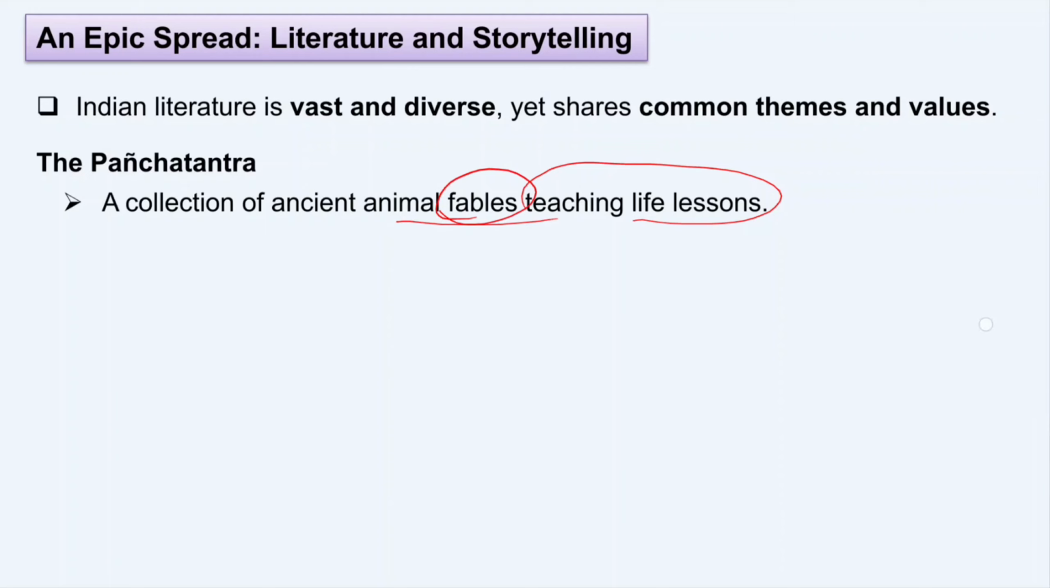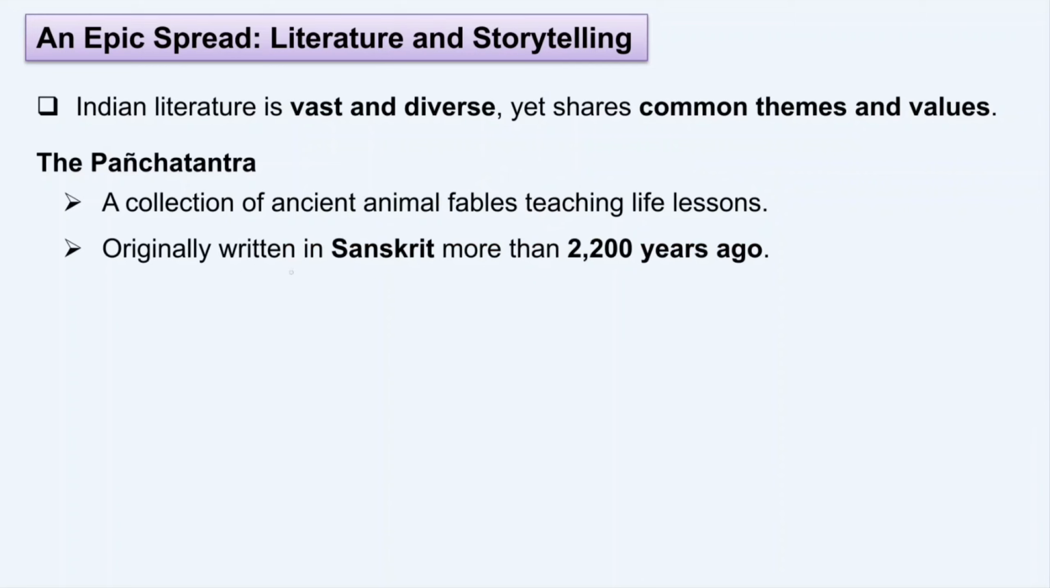Okay, moral lessons, good and bad. Originally this was written in Sanskrit, more than 2200 years ago, that is almost 2 millennia. So 1 millennium is equal to how much? 1000 years. So 2200 years means 2 millennia, isn't it? So remember this.